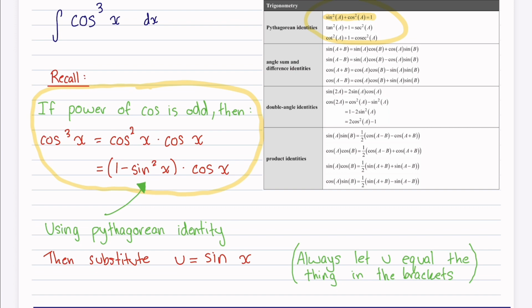Following that, we've got to use substitution. So what we're going to do is substitute u to be equal to sine x. There's a bit of a trick here. The reason why I've selected u to be equal to sine x is because you always want to let u equal the thing that is in the brackets. In this case, the trig expression that's being squared inside of the brackets is sine x. So we want to let that be u.